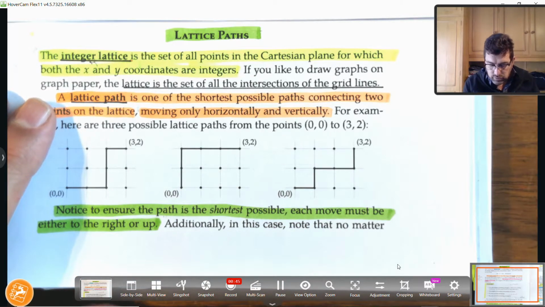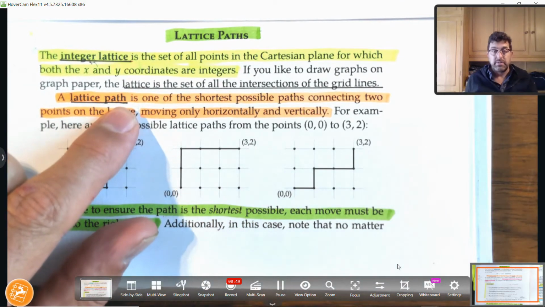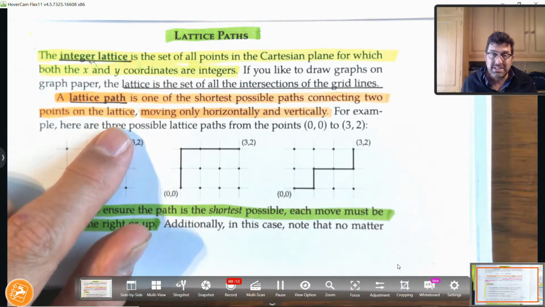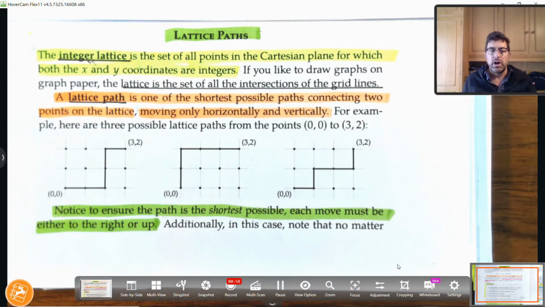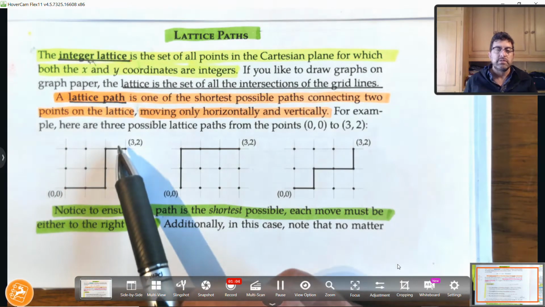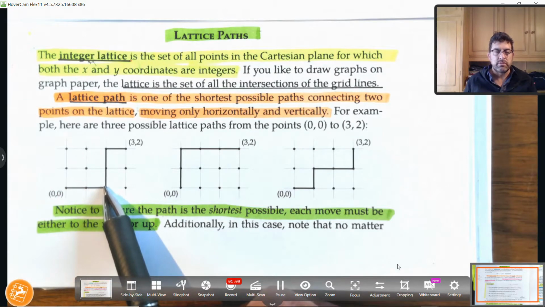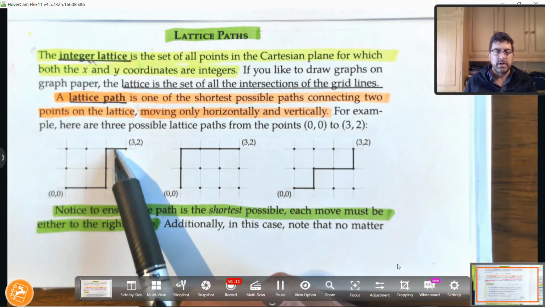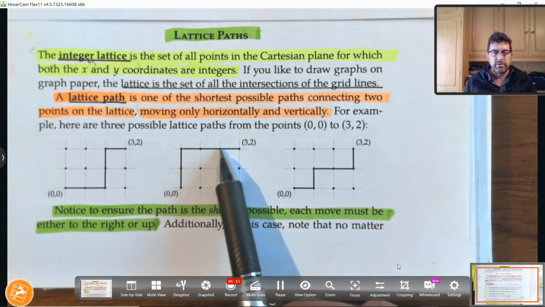If you like to draw graphs, that is what you'll find. A lattice path is one of the shortest paths connecting 2 points on the lattice. So moving only horizontally and vertically. So for example, if we want to go from 0, 0 to 3, 2, we can go 1 to the right, 2 up, and another 1 to the right. Or we go 2 up, 3 right.